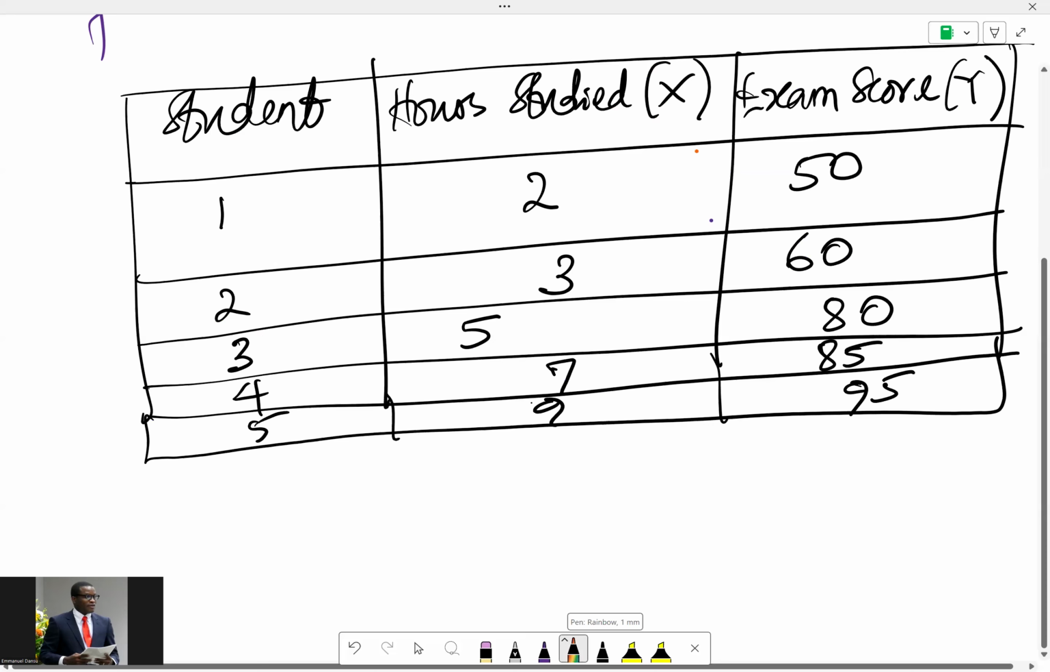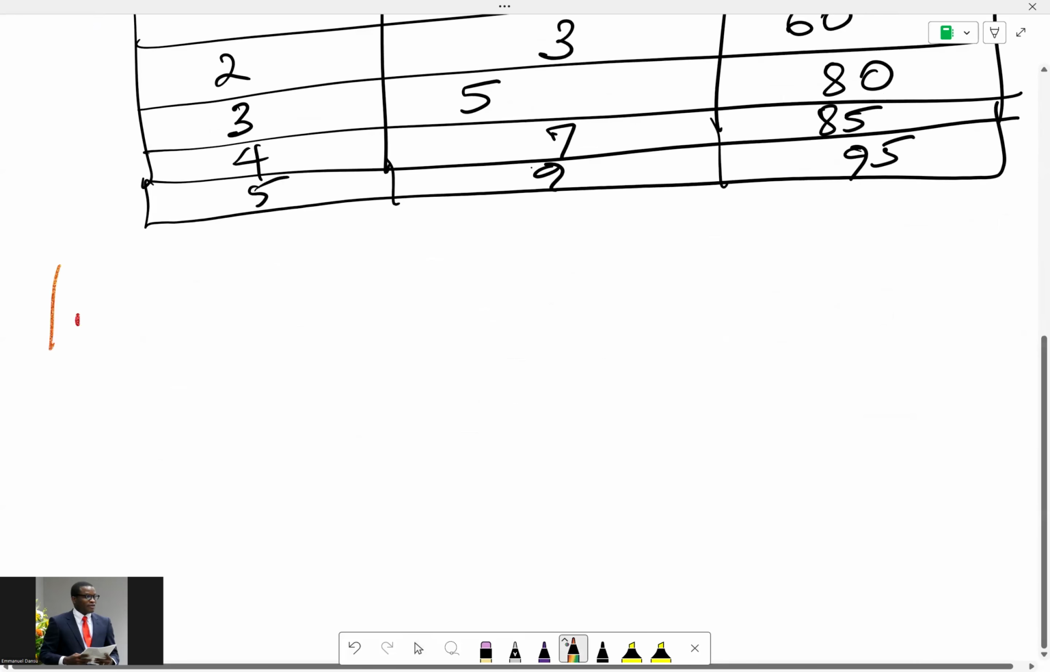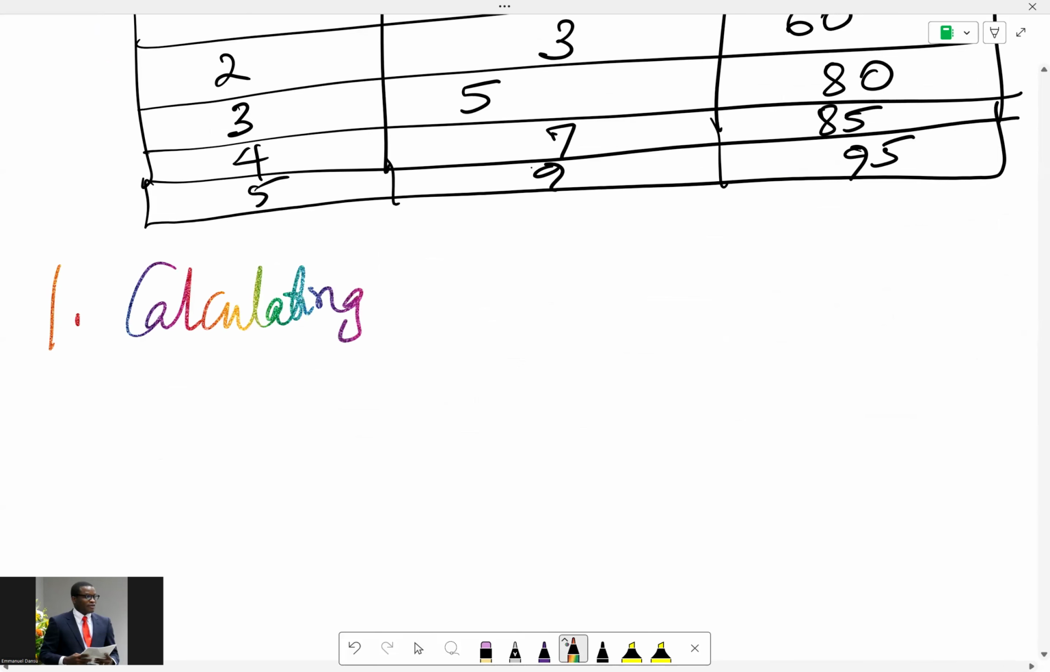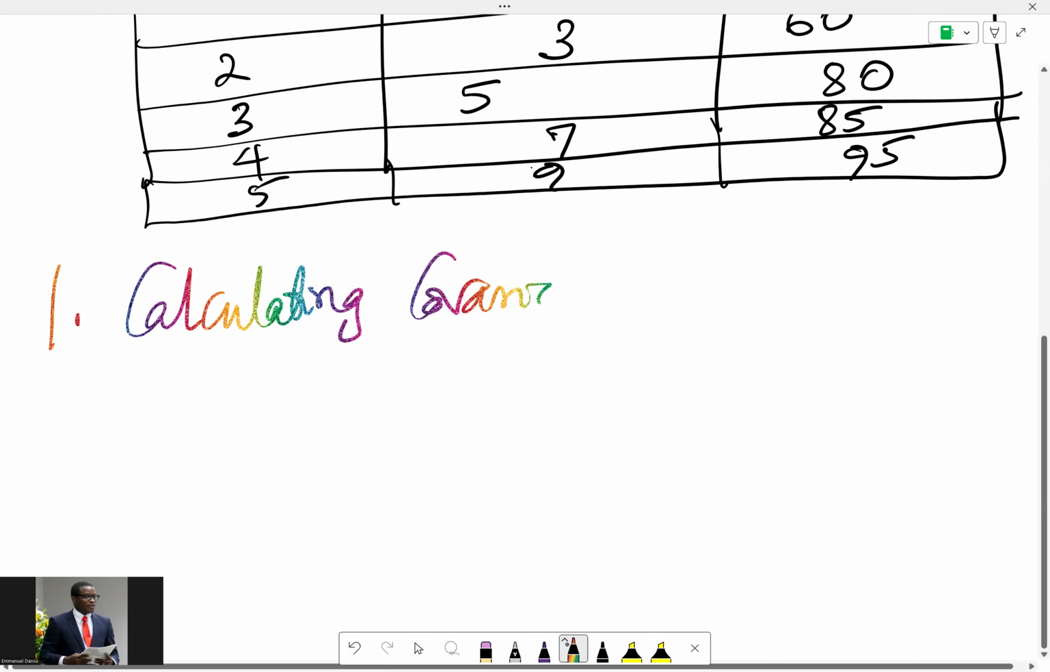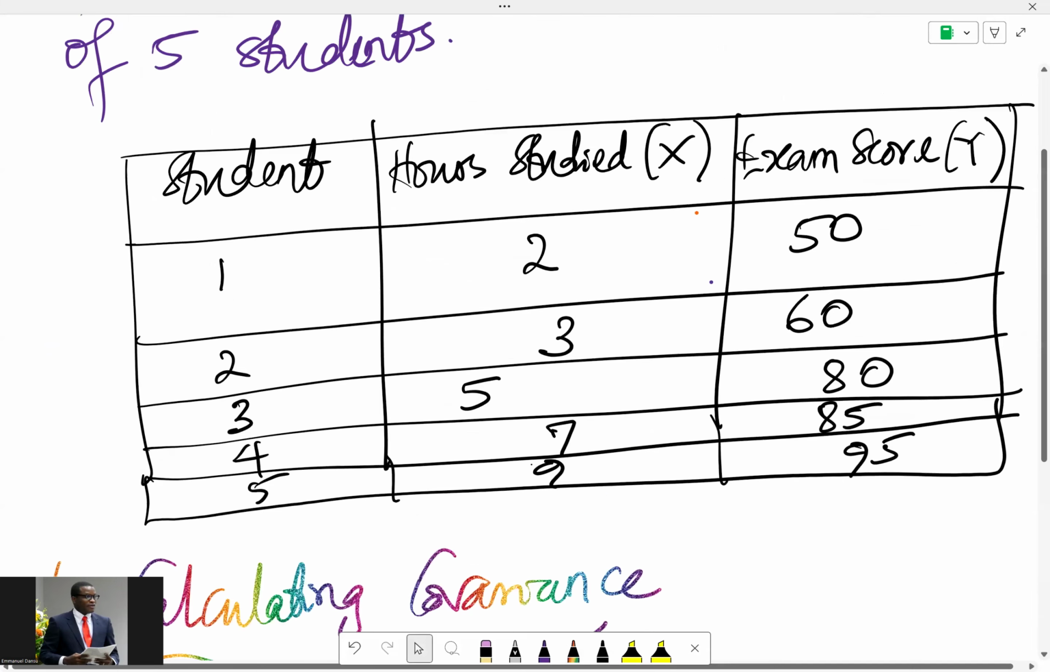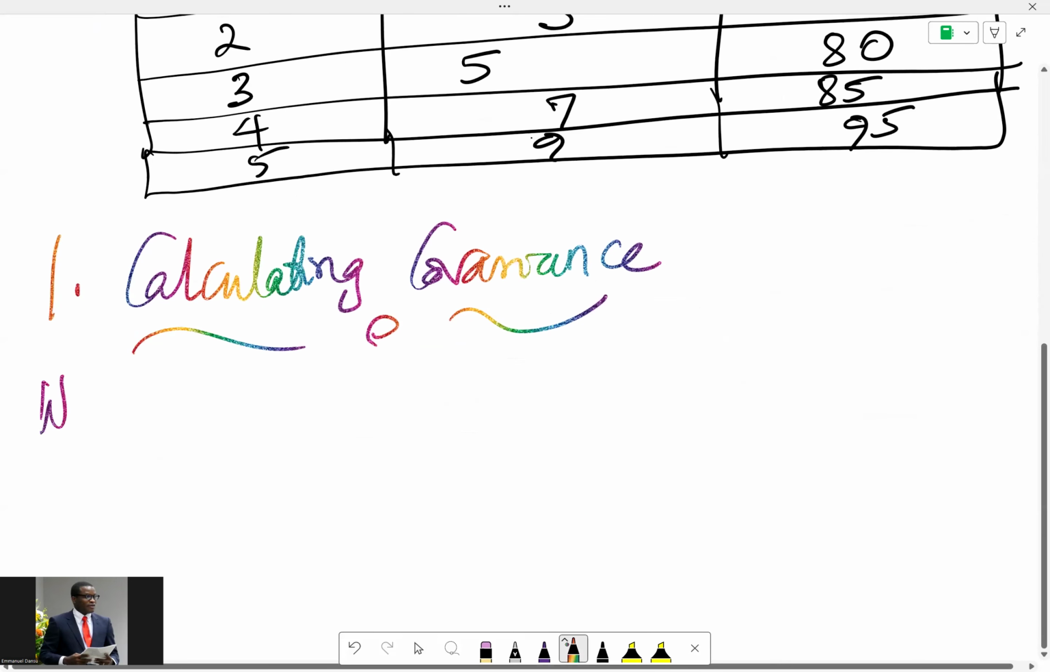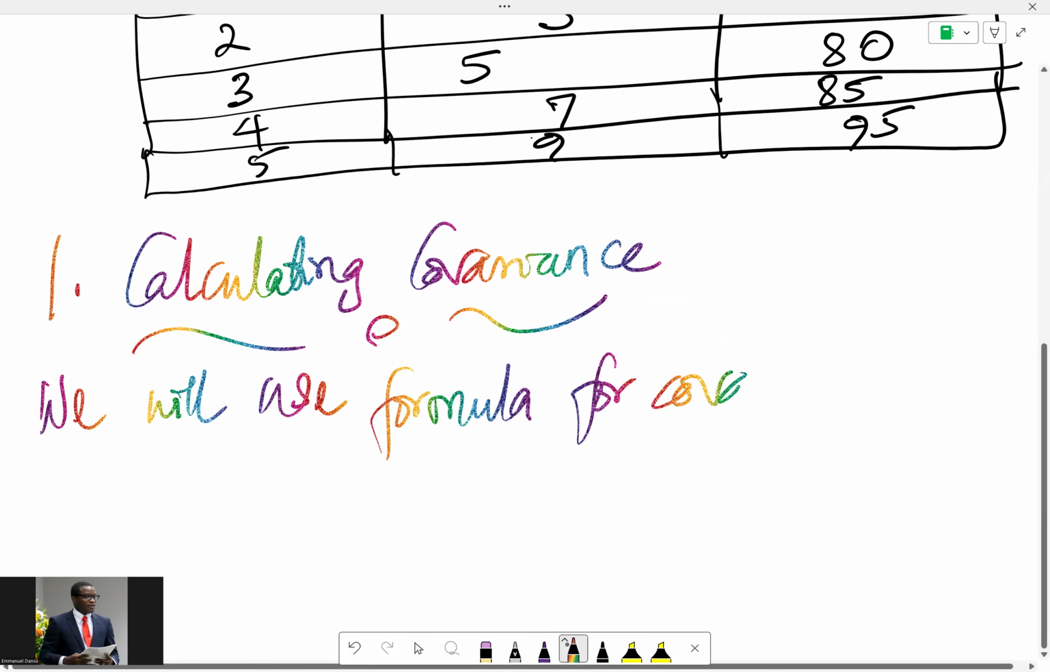So let's start with covariance. One, calculating covariance. That's the first thing we want to do. Here we will use the formula I supplied in the previous video. We'll use the formula for covariance.